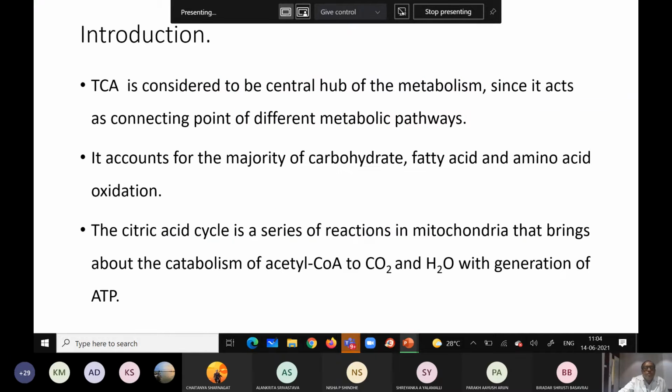It is considered the central hub, as it connects the different metabolic activities of fatty acids, amino acids, and carbohydrates. It brings about the catabolism of acetyl CoA, and the end products carbon dioxide and water are formed, along with the generation of energy in the form of ATP molecules.